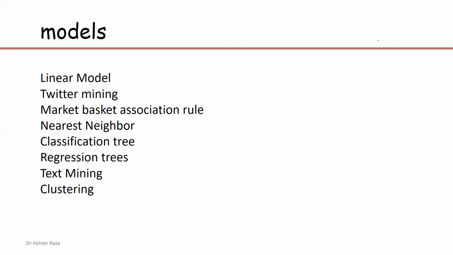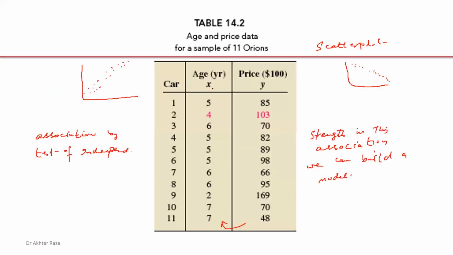A linear model is based on several predictors. If we have one predictor, age, and one response, y, then in this data we have two variables. The predictor is age, and the response is price. Response means the predicted, or dependent, variable.